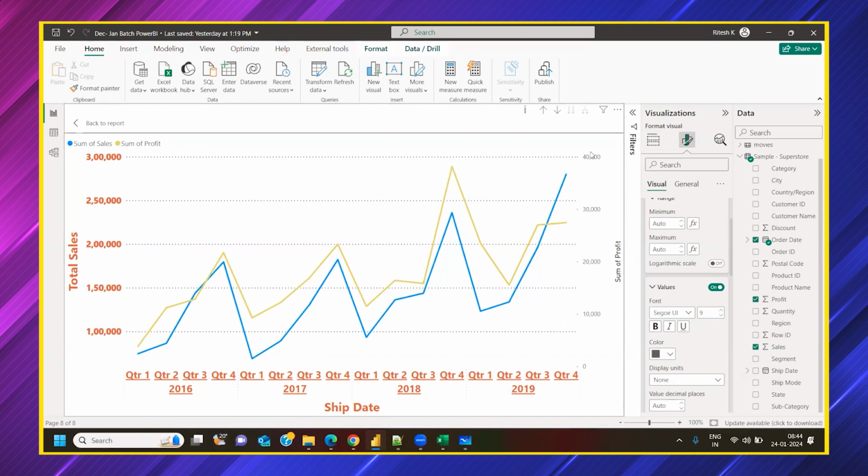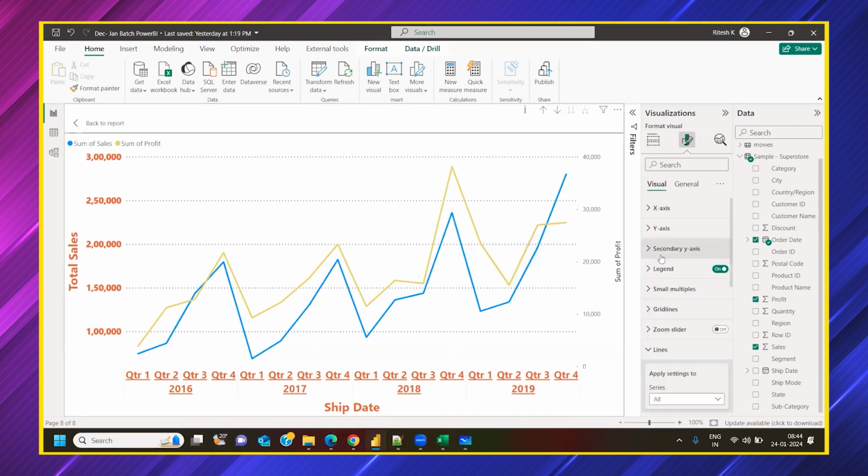You should always check only the right-side information. Why? Because this is depicting this axis. Now, if you hover on this, it will also give you some insights. Sum of sales is 2,36,000. Profit is 38,000. Now, this secondary y-axis is not available in all the charts. Very few charts have it.